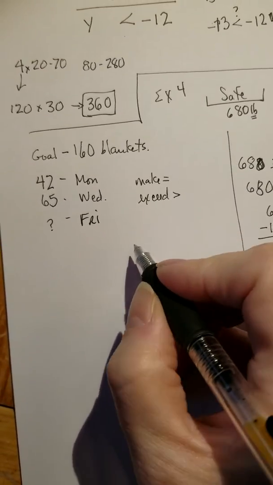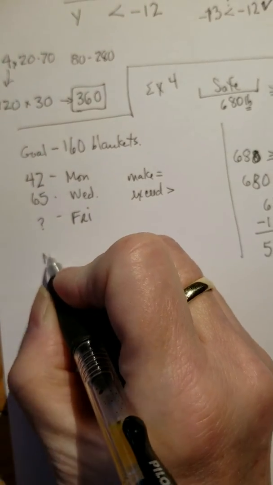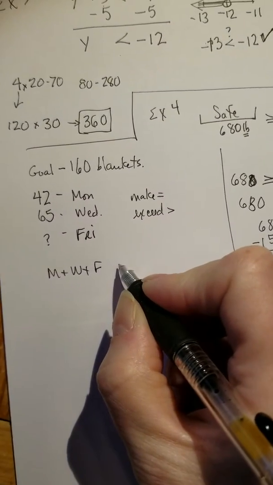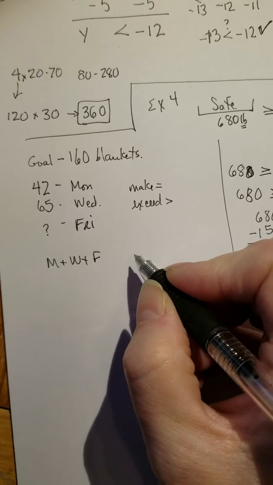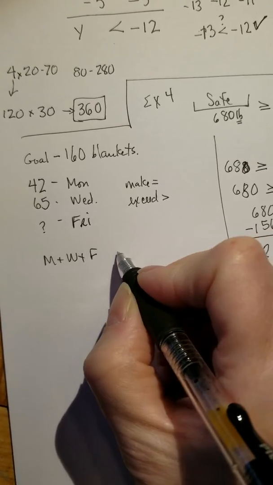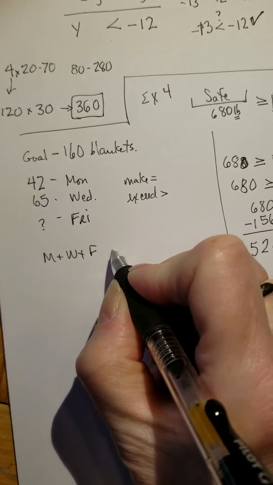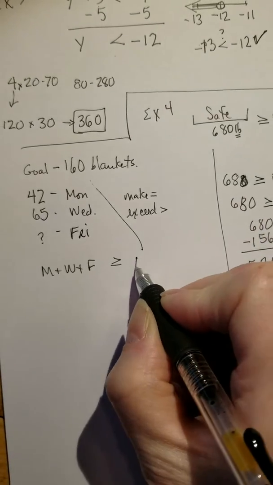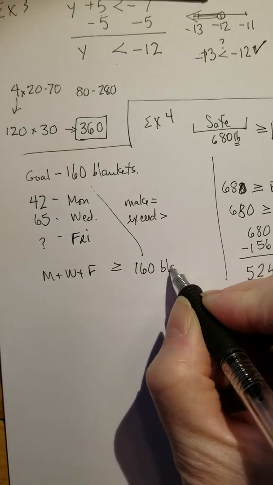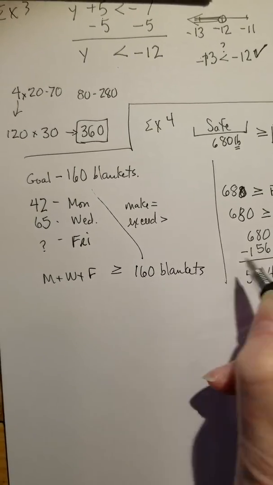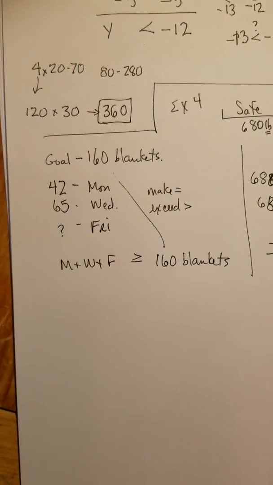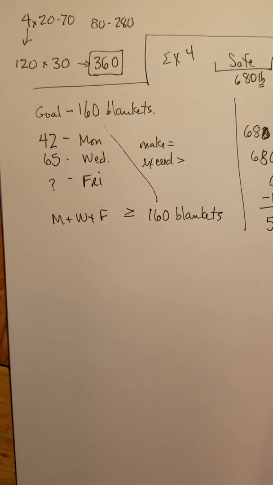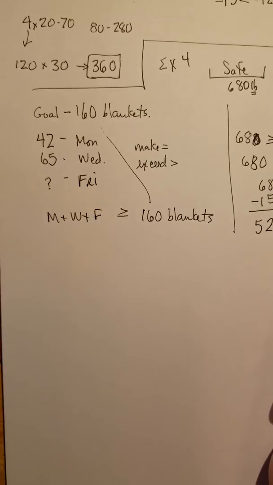So we want to know Monday plus Wednesday plus Friday. I'm working it for you, aren't I? Is going to equal or exceed the goal of 160 blankets. So now you go ahead and work that, since I already set it up for you, and I'll wait.